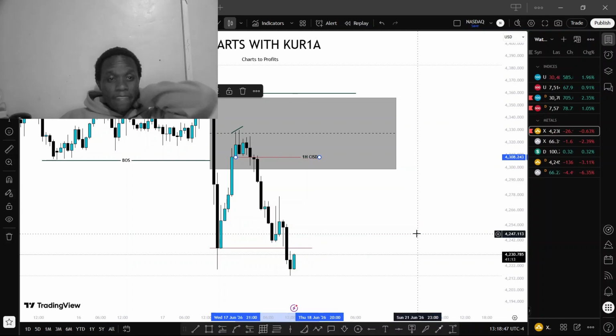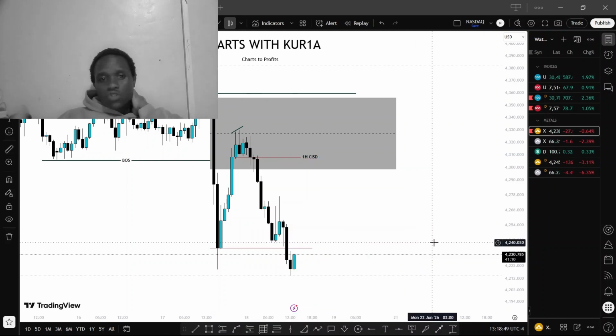Yeah, so today's price action was very good actually, and I would love to see such price action going into the rest of the year.